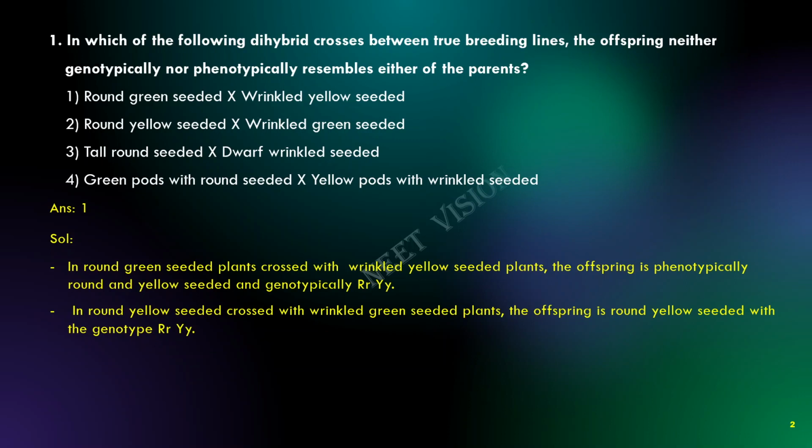In round yellow seeded cross with wrinkled green seeded plants, the offspring is round yellow seeded with the genotype capital R small r, capital Y small y, double heterozygous here also. But here it resembles phenotypically one of the parents, that is round yellow seeded. The genotype is different, but the phenotype is same. Coming to the next one.